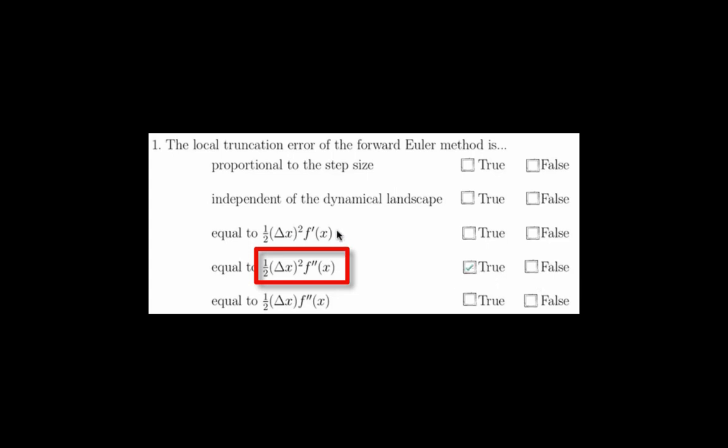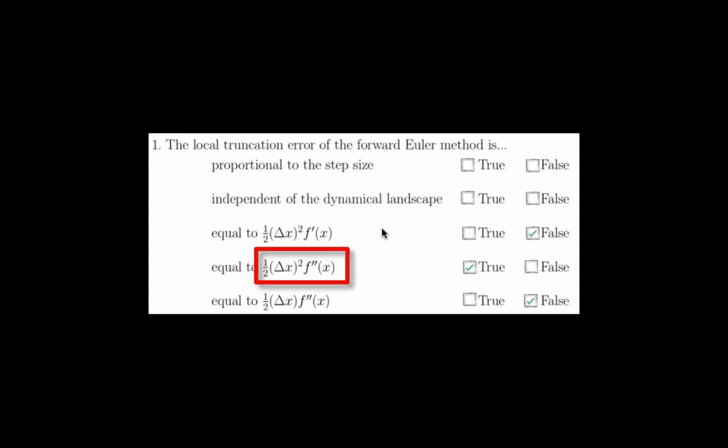Notice that in this answer, we only have a first derivative here, which is not the case. We actually use the first derivative term in the Taylor expansion, so this is false. And notice here, we have the step size, not the step size squared. So this is also false.